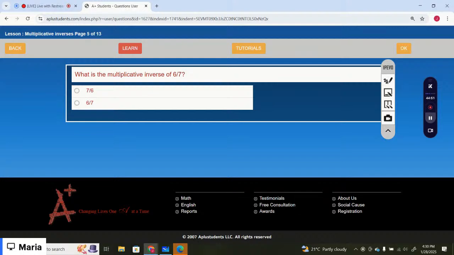What is the multiplicative inverse of 6 by 7? That is 7 over 6. Option number 1 is the correct option.